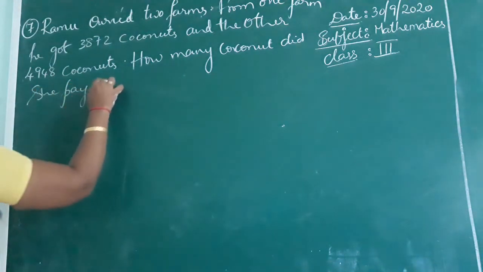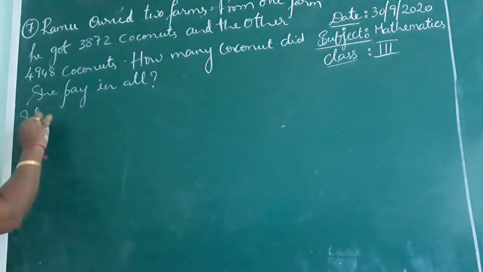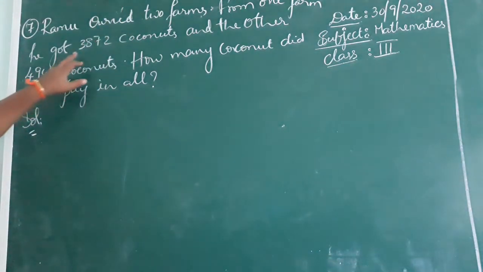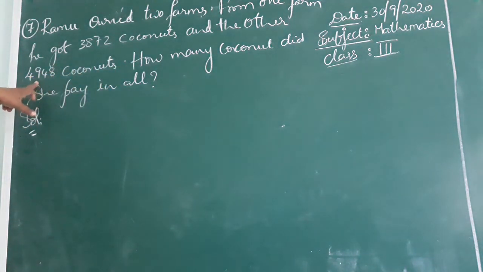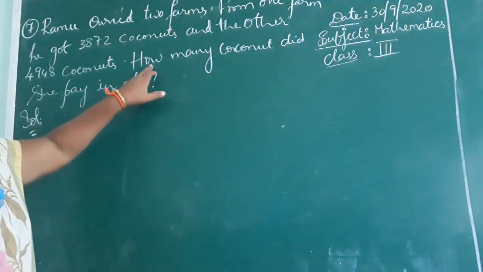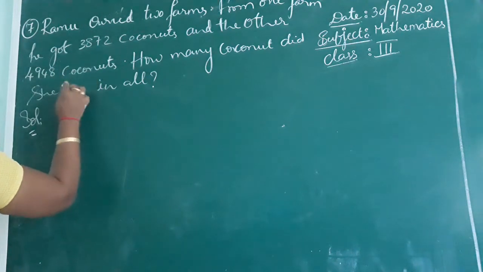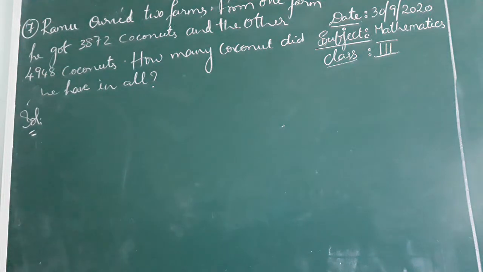See the question, children. What question was given? Ramu owned, that means he has two farms, coconut farms. From one farm he got 3,872 coconuts, and from the other farm he got 4,948 coconuts. The question is how many coconuts did he have in all?